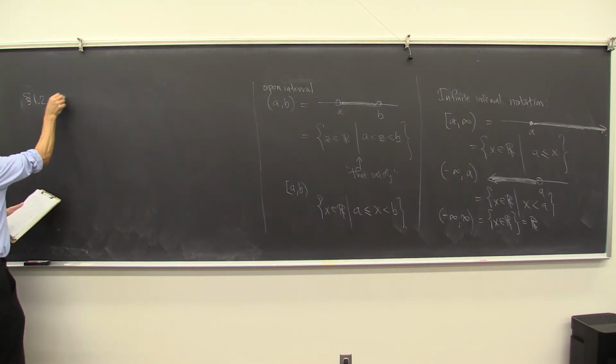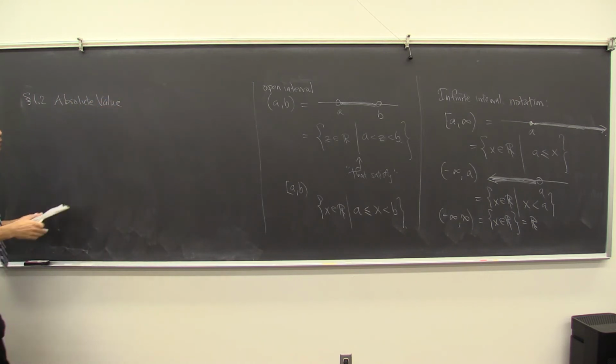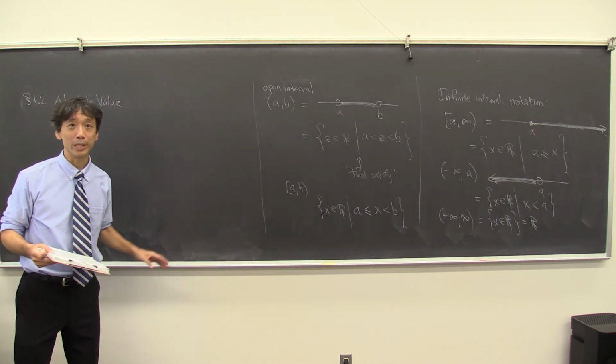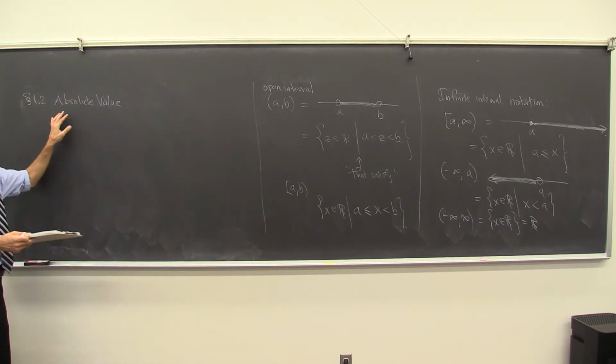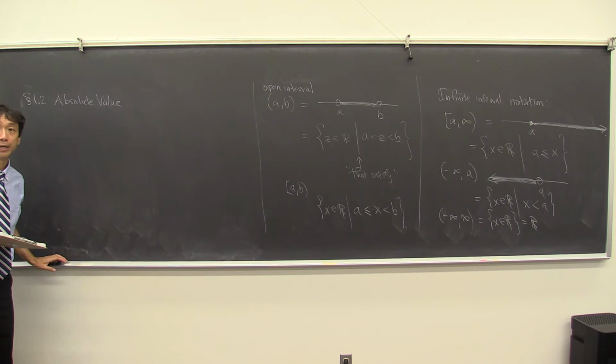Section 1.2, absolute value. The first section was on really fundamental stuff, like what are numbers, these sorts of basic things. And then we go to section 1.2, absolute value. So you can imagine that absolute value is also really a fundamental idea.